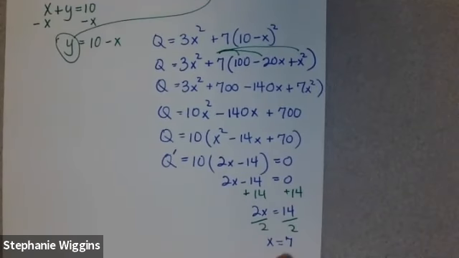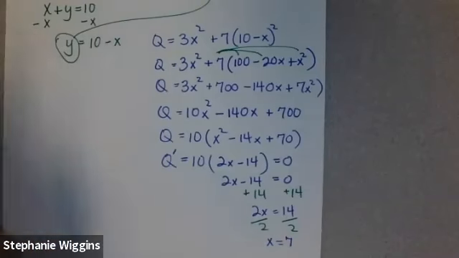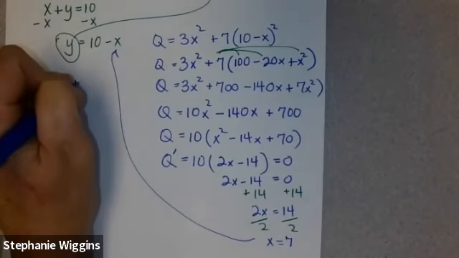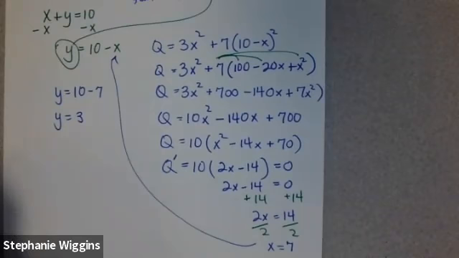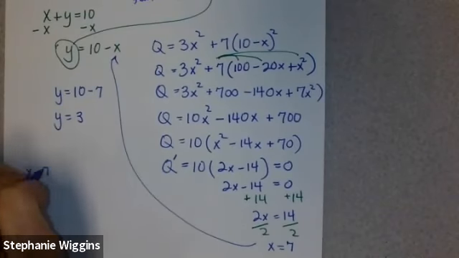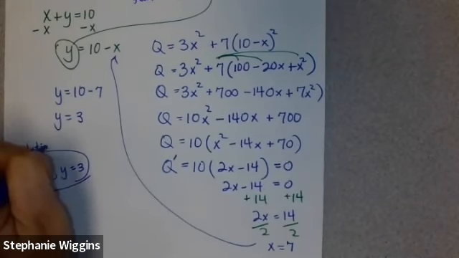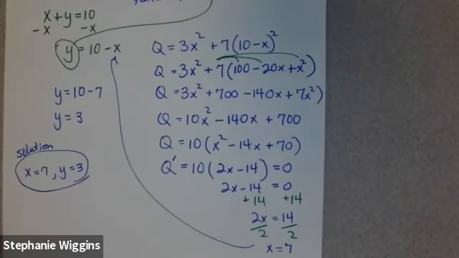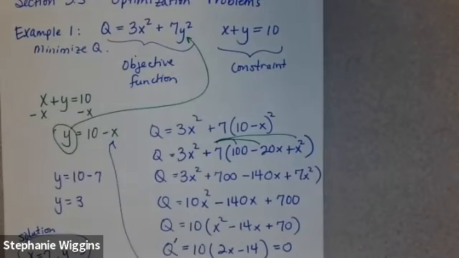Now we can use this answer to find what y is. y is 10 minus x, but we showed that x was 7. So plugging this in here, we get that y is 10 minus 7, or y equals 3. So the solution to this optimization problem is x equals 7 and y equals 3. That's my solution. So this gives me the minimum value. I keep saying maximum. In this problem, we're finding the minimum value of this function right here.